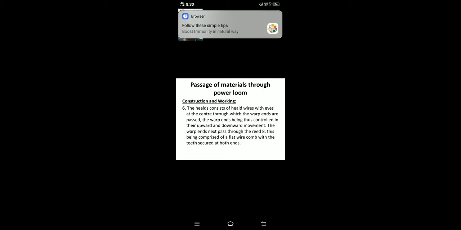What is the purpose of this? Through each heeled eye, one warp end is passed through. This is also known as drawing in mechanism. The process of drawing the warp ends through the heeled eyes of the heeled wires of heeled shafts is known as drawing in mechanism, drawing in method or mechanism.